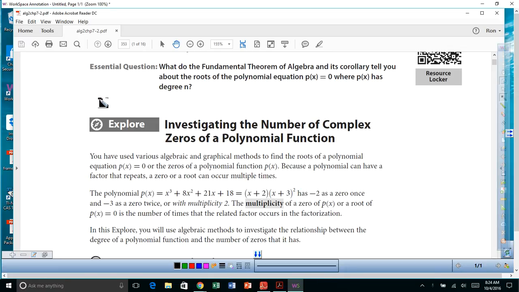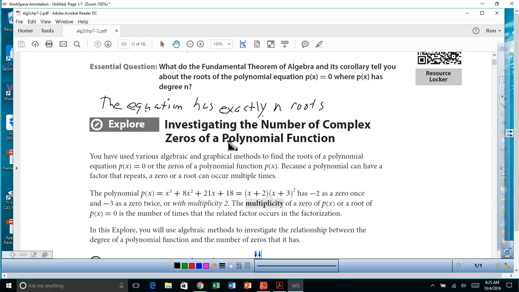They tell you that the equation has exactly n roots. Exactly n roots.